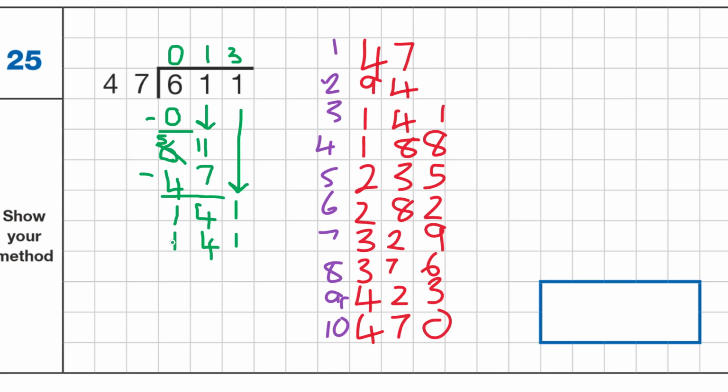We can see now that when we subtract that, that's going to be 0. So that just tells us that we've got no remainder. So that is our final answer, 13. And we can write that in our box.